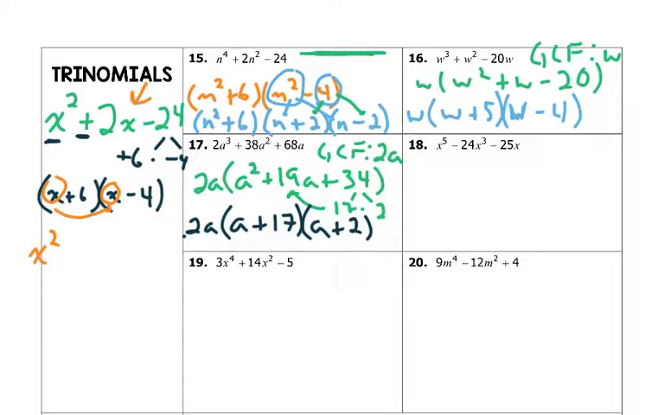All right, let's look at number 18. Do we have a GCF? Always talking about that first. GCF is x, right? So we're going to take the x out, divide everything by that x. We get x to the 4th minus 24x squared and then minus 25.